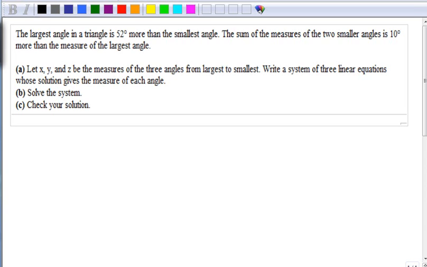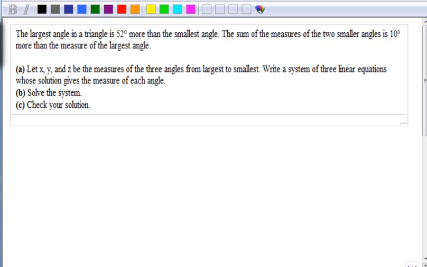In this video, we're going to see the solution to this geometry problem using three variables. We have a triangle. It says the largest angle in the triangle is 52 degrees more than the smallest. The sum of the measures of the two smaller angles is 10 degrees more than the measure of the largest. Part A, let x, y, and z be the measures of the three angles from largest to smallest.